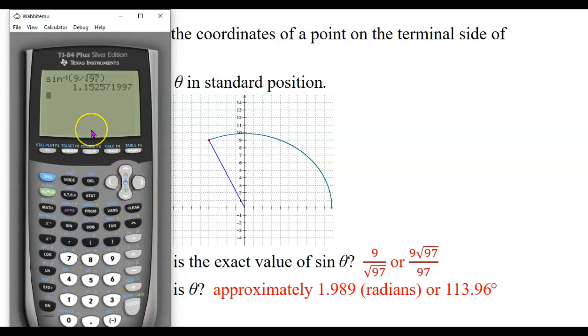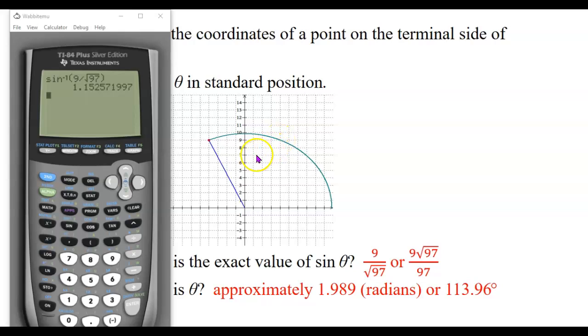the calculator tells me that that is 1.15 something. But that's not the final answer. That's not the angle I'm looking for, because that is an angle in quadrant 1 that has a y coordinate of 9 and a distance from the origin of the square root of 97.